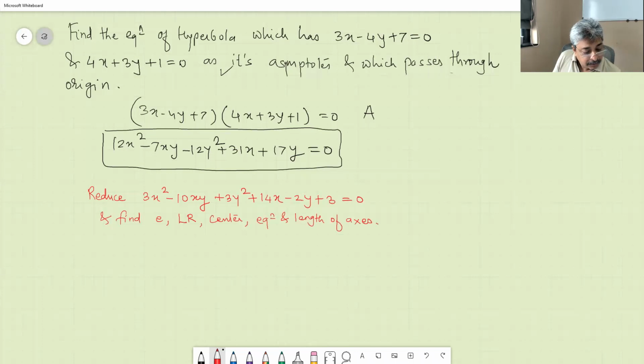अजून काय पाहिजे? These are the standard things which you will be asked given a general degree 2 equation.